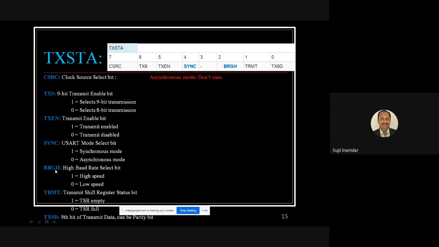Then the next field is the BRGH. This is also important. That is baud rate select bit. की हाय स्पीड वर कम्युनिकेशन करायचं आहे का लो स्पीड वर करायचं आहे. सो दिस इज डिसाइडेड बाय दिस पर्टिक्युलर बिट. जर 1 असेल तर हाय स्पीड, 0 असेल तर लो स्पीड. नेक्स्ट वन बिट इज TRMT.